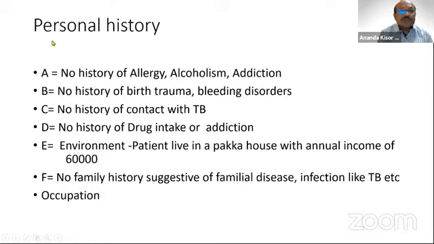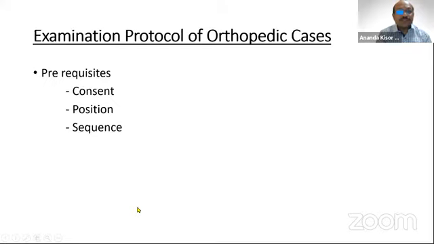Now, personal history is A, B, C, D, E, F. This is most important. A for the allergy, alcoholism, the addiction. B for the birth trauma, bleeding disorder. C for the contact, like contact with tuberculosis. D for the drug intake or the addiction. And E for the environment, which is most important. And F is the family history, and O for the occupation.